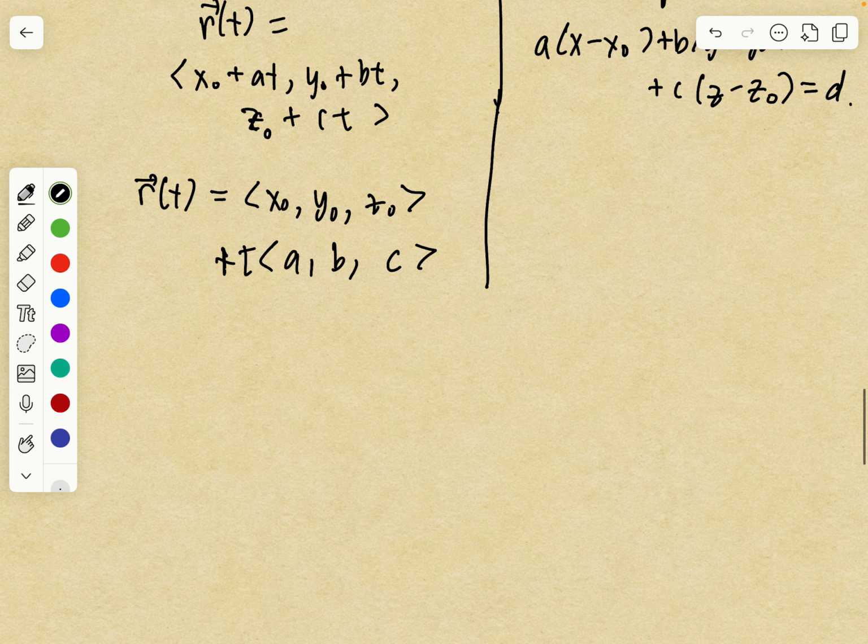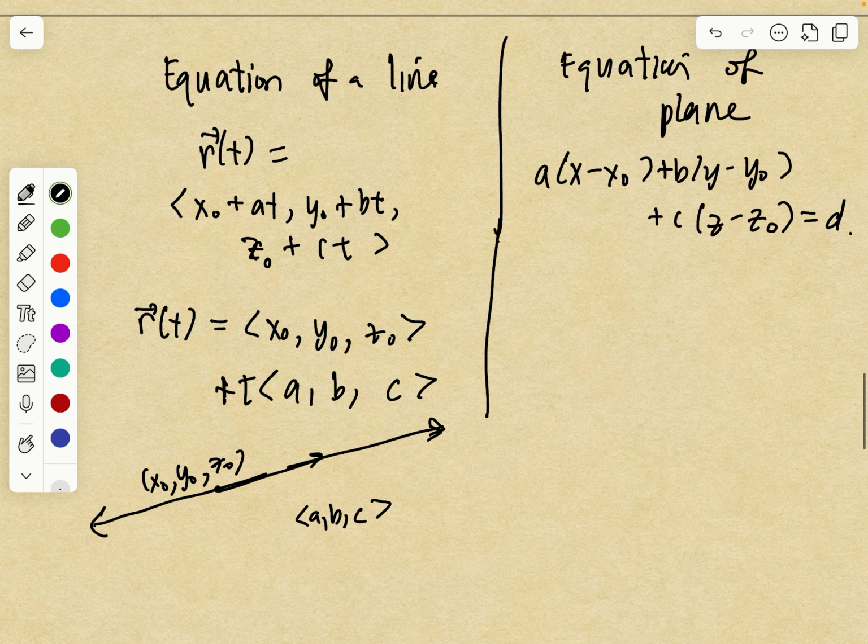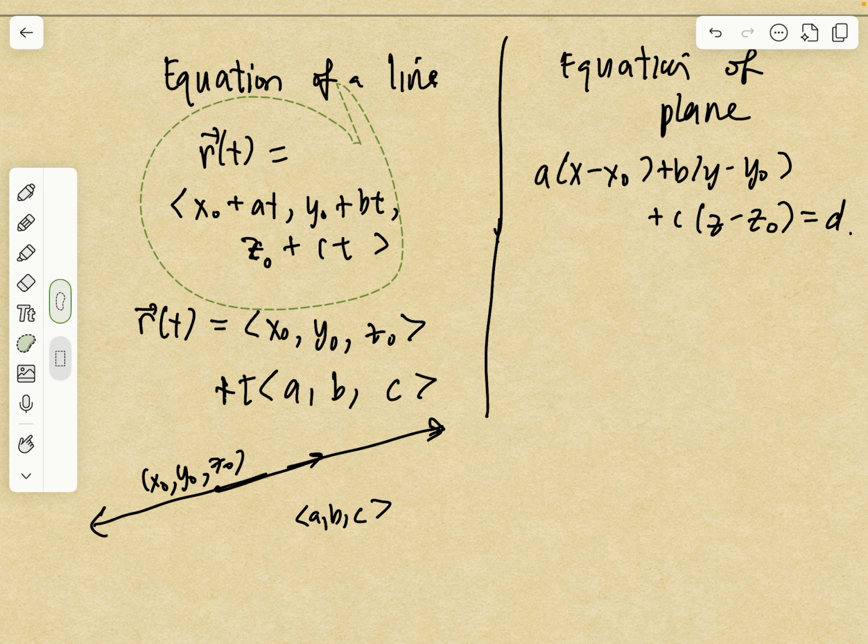What I think of when I see this is I have a point x naught, y naught, z naught, and then a direction vector a, b, c, and then I get a line like this that just goes out forever. So that's what tells me that this is an equation of a line.